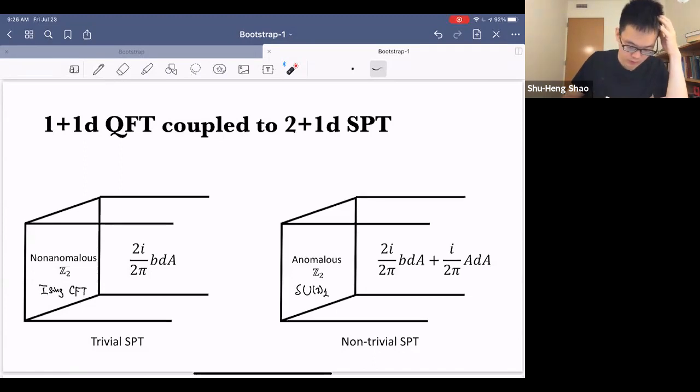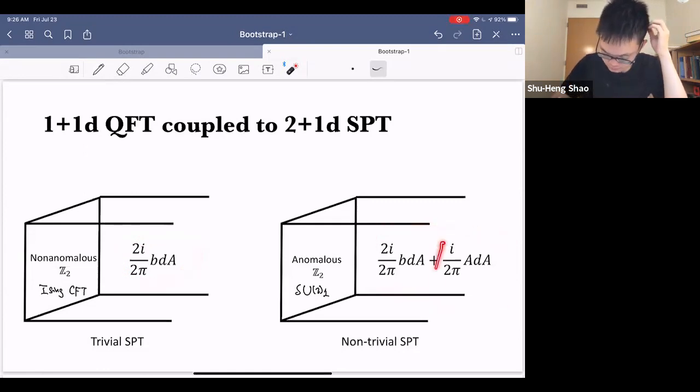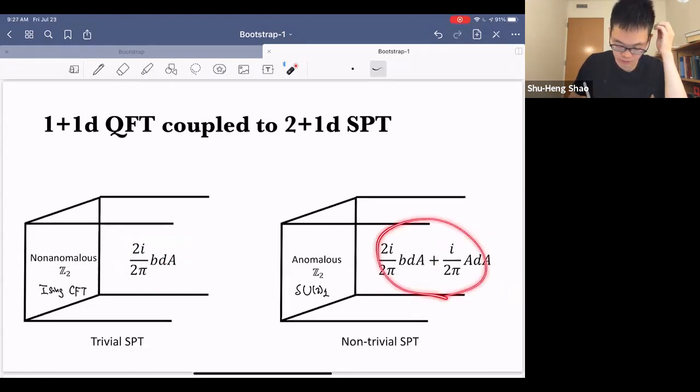In both cases, we can couple the Z2 symmetry to a 2+1D bulk classical field theory. In this case, it's a trivial SPT. In this other case, it's a non-trivial SPT. The difference is this twist. So far, the capital A is still classical. We're not gauging anything. We just couple the 1+1D CFT to some invertible field theory in the bulk.